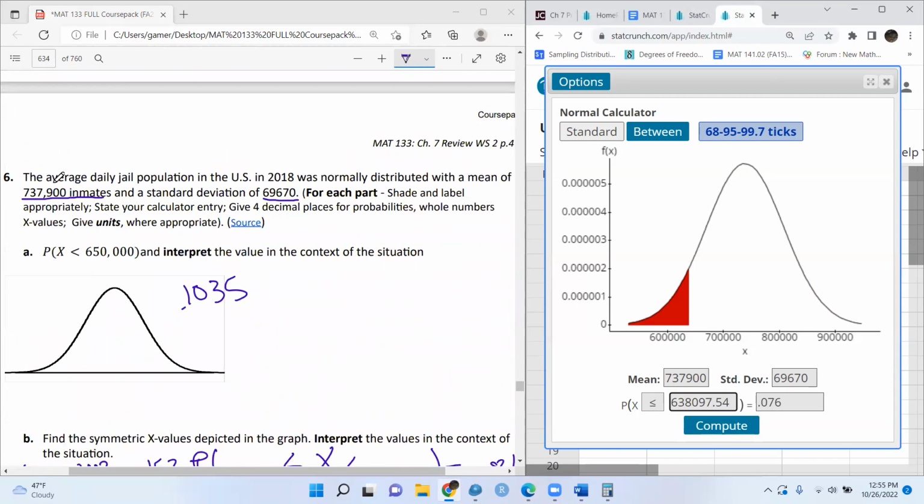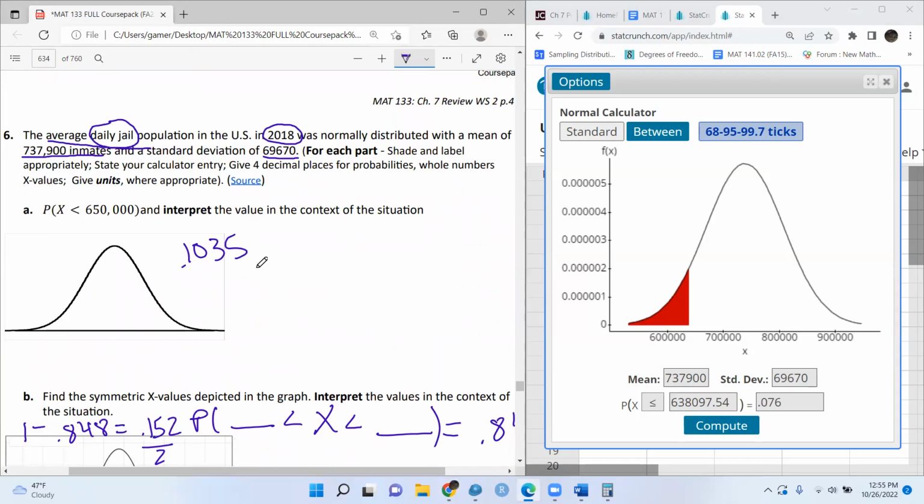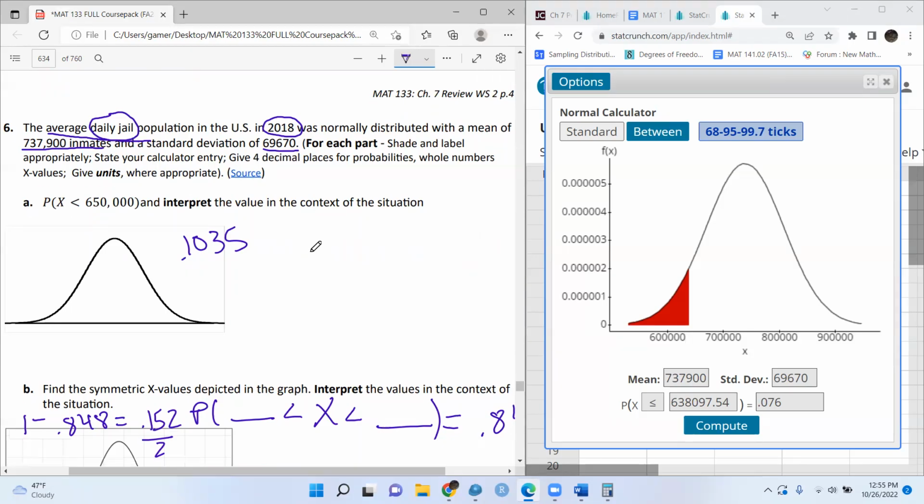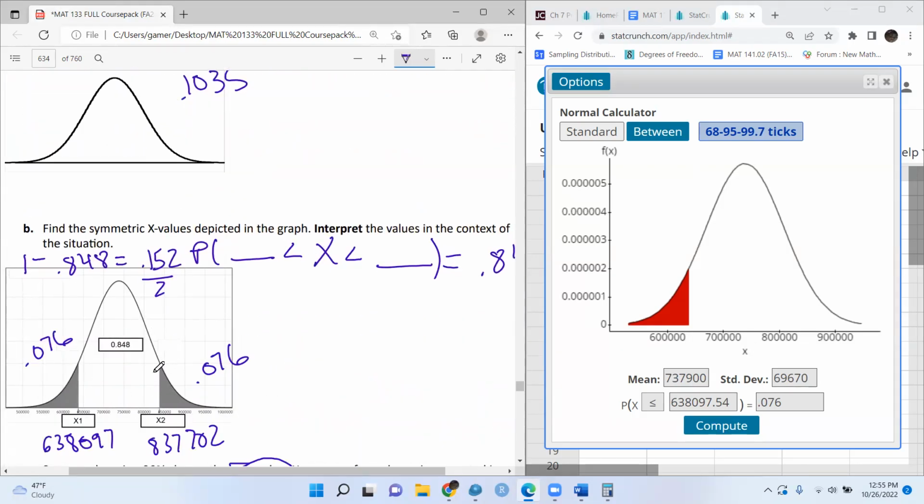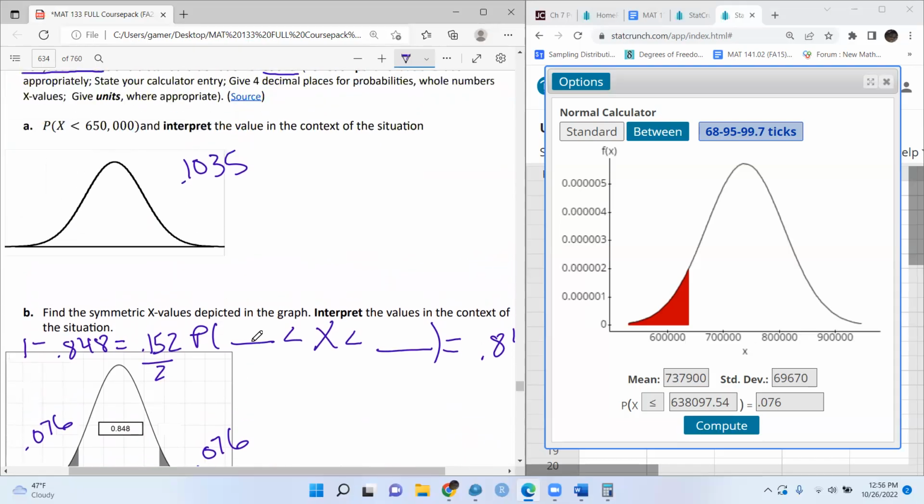In terms of interpretation, what you're randomly selecting is a day from 2018. This is the average daily jail population. So here we're saying, if we use the proportion one, 10.35% of all days in 2018 had an average daily jail population less than 650,000 inmates. It's one way to say that one. Or over here, 84.8% of all days. Well, actually, if we do what we're supposed to, we would say 15.2% of all days had an average daily jail population below 638,097 or above 837,702. So either one.